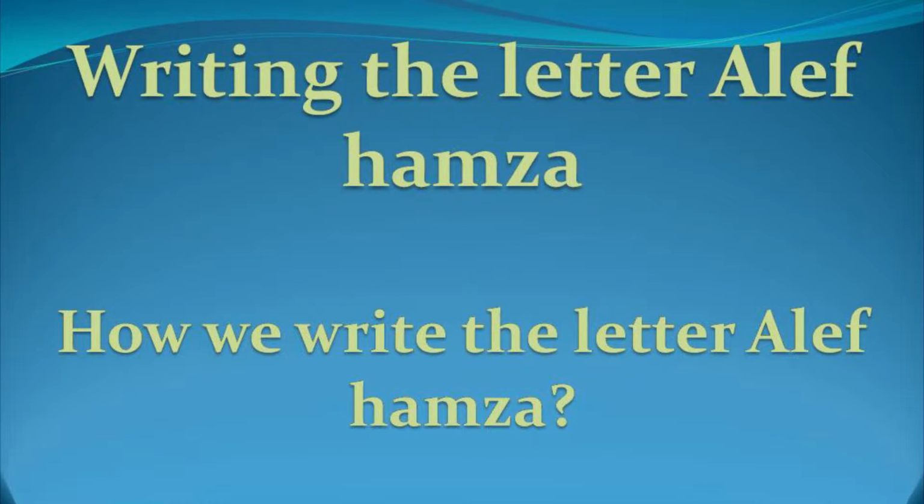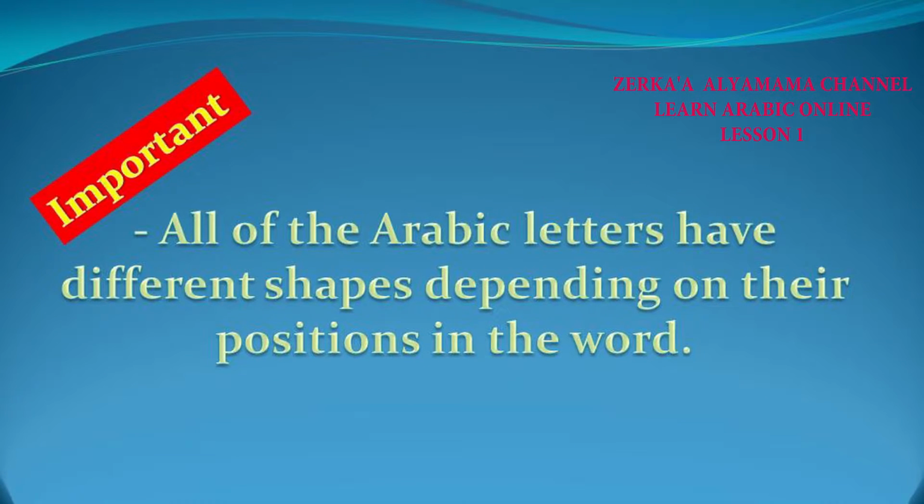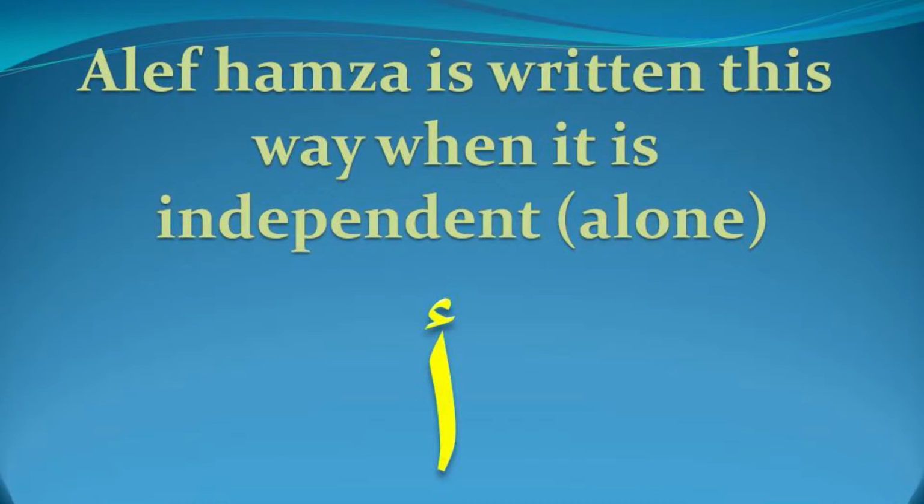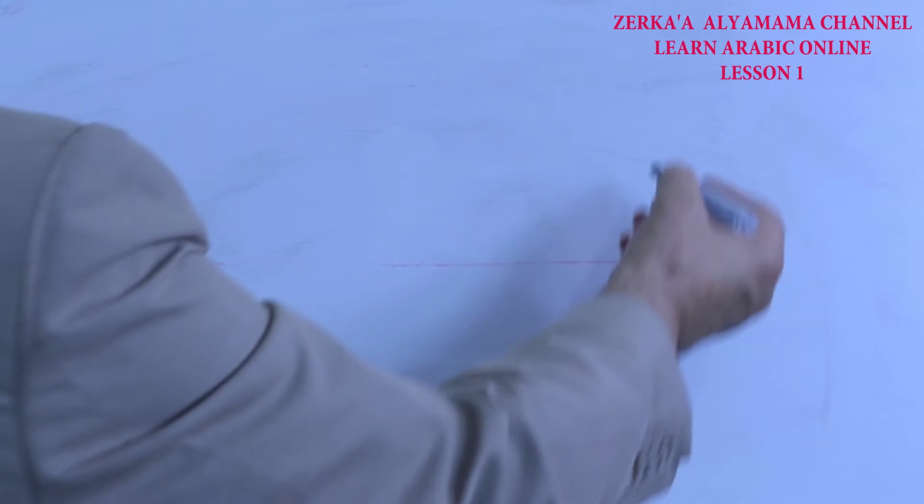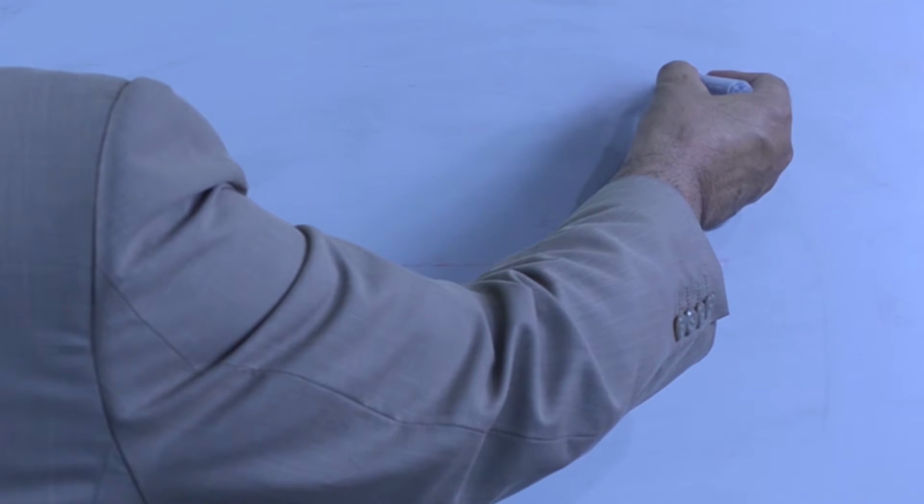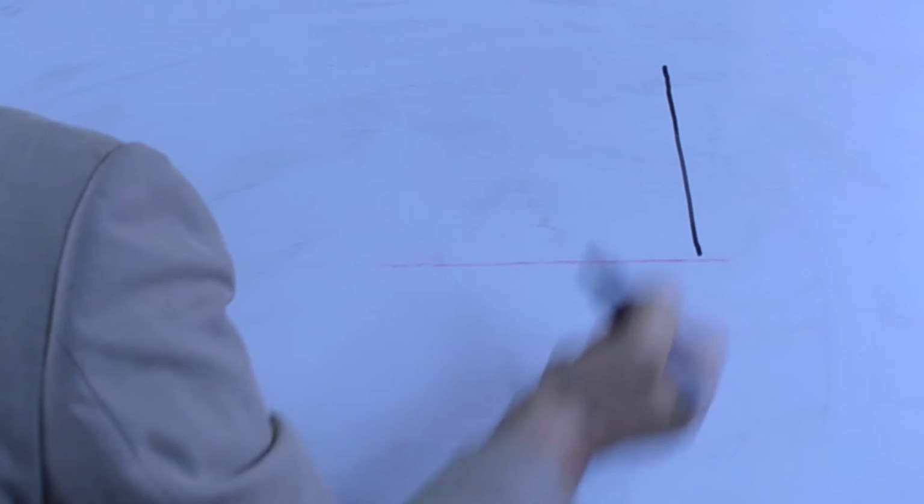Writing the letter Alif Hamza. How we write the letter Alif Hamza? Important. All the Arabic letters have different shapes depending on its position in the word. Alif Hamza is written like this when it is independent. We write the Alif by hand like this. We begin from up down to the line.